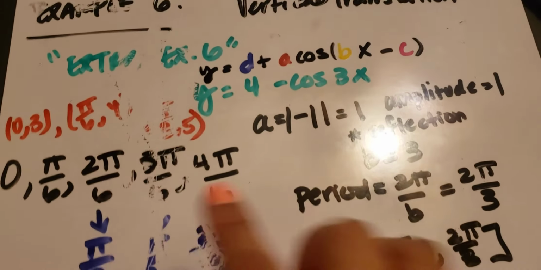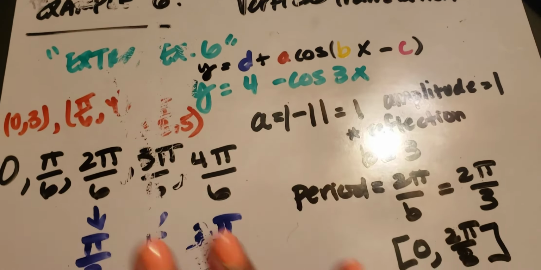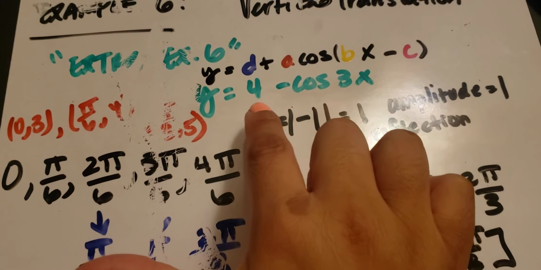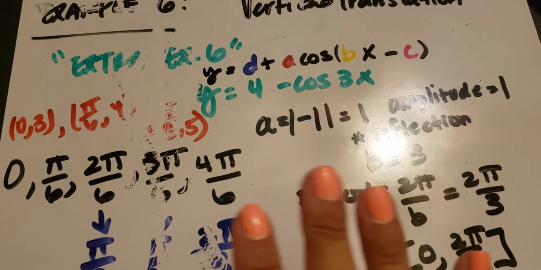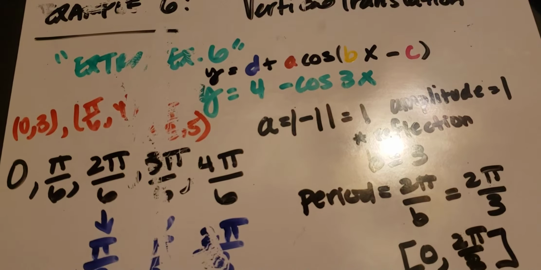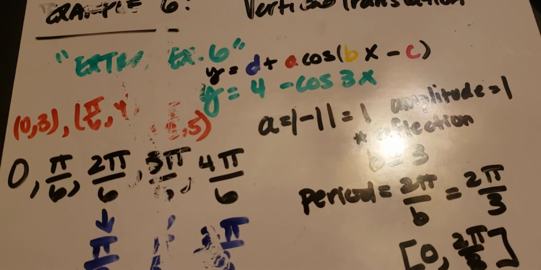So on top of everything that I found, this 4, which is the lowercase d, is a vertical translation and it shifted up 4 units. Okay. All right, awesome, guys. So again, hopefully today it'll help you with the previous stuff.